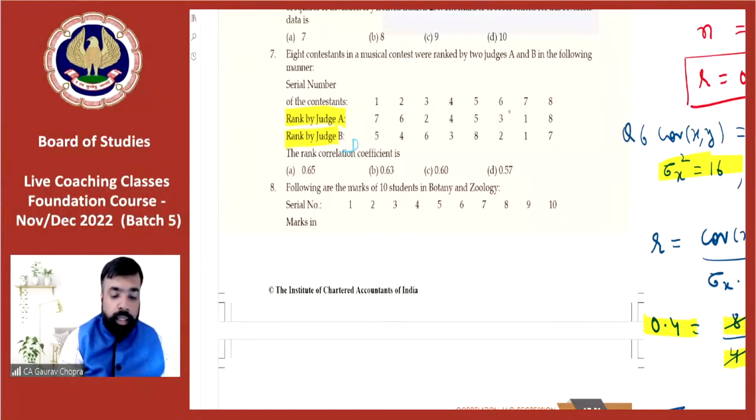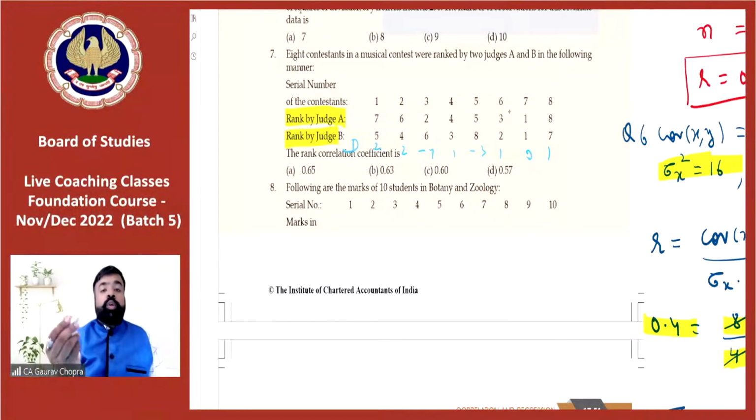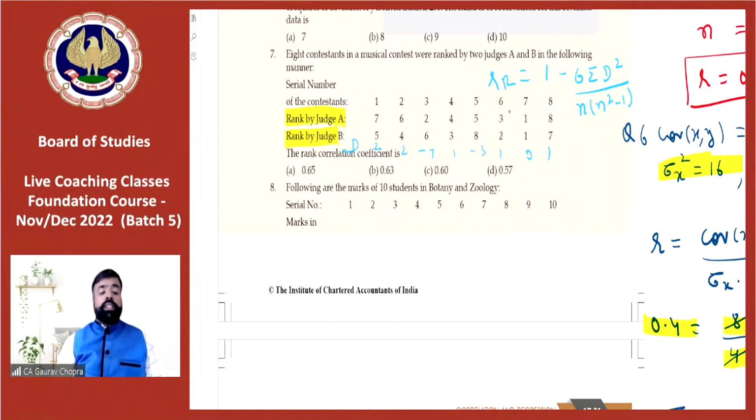So you are supposed to calculate d, like d is 7 minus 5 is 2. Then 6 minus 4 is 2, then 1, 1, 0, and then 1. And then you can calculate d square and then apply the formula: 1 minus 6 sigma d square upon n into n square minus 1. Right? So since rank was directly given, you can solve in this manner.